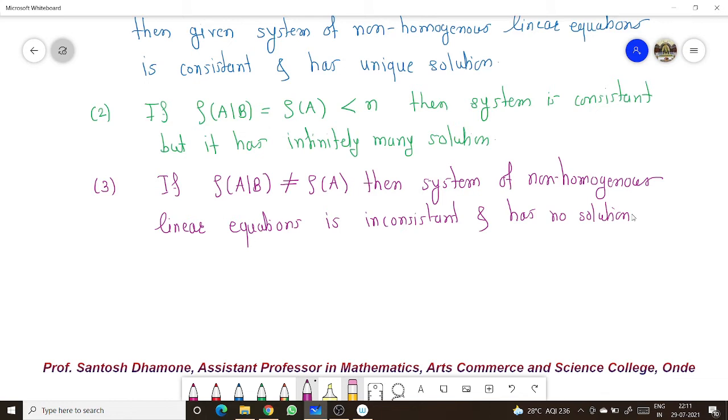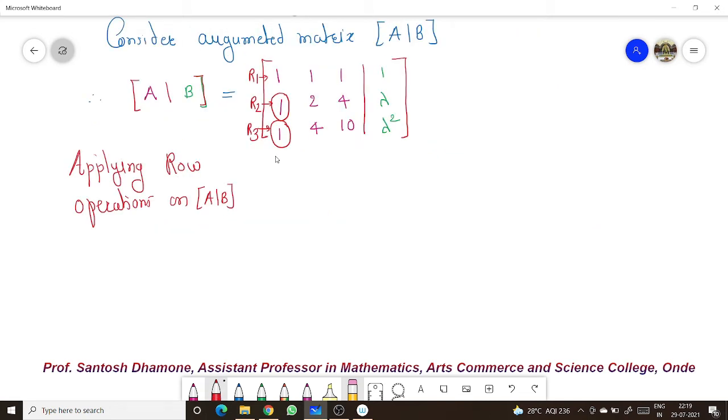In the first column all entries are equal, therefore this is a simple type of matrix. Here we apply two operations, R2 minus R1 and R3 minus R1. Row first is as it is, therefore we get the matrix. There is no change in the first row: 1 1 1 and 1.